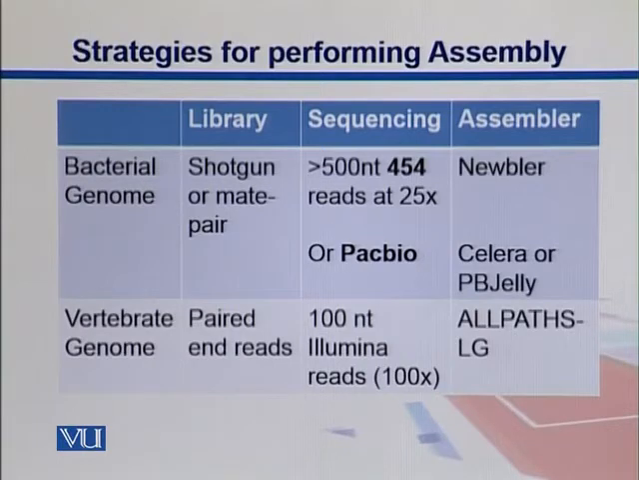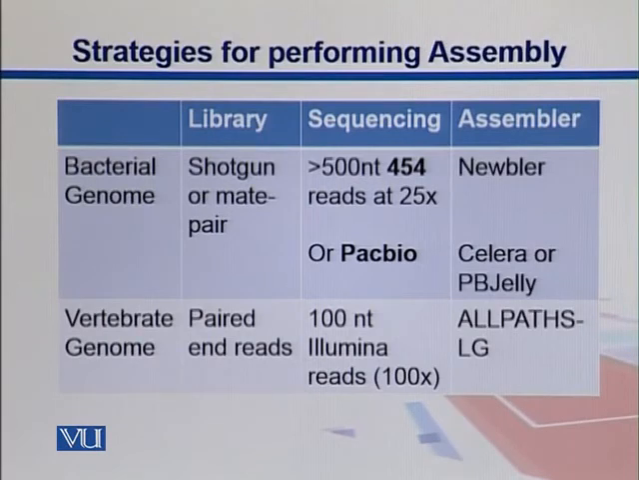In this case, you might want to use an assembler we call Newbler. The same way, you can come up with the PacBio reads, and for that you can use Celera or PBcR. For a vertebrate genome, you can have paired-end reads, which are 100 nucleotides from Illumina. For that you need to have big coverage, which is 100x. Obviously that is also expected for a eukaryotic genome, and the assembler to be used with these Illumina reads is ALLPATHS-LG.